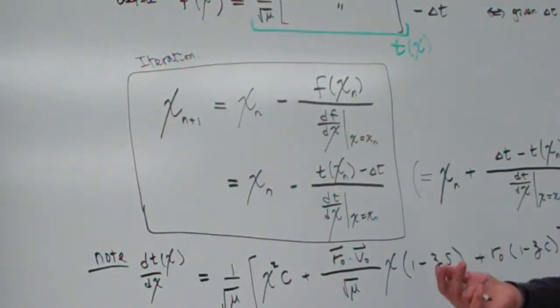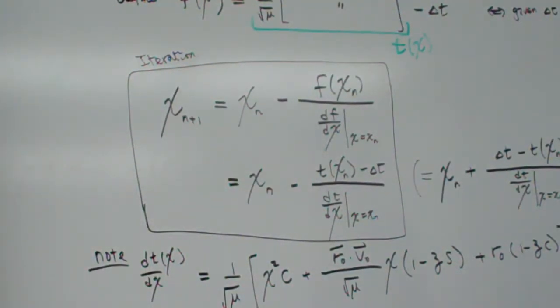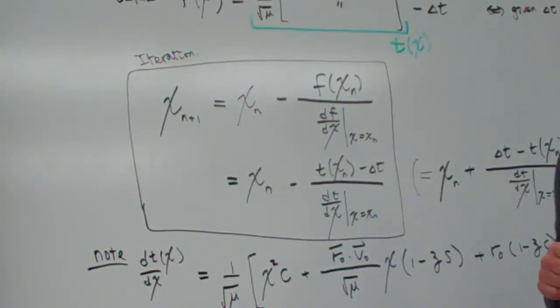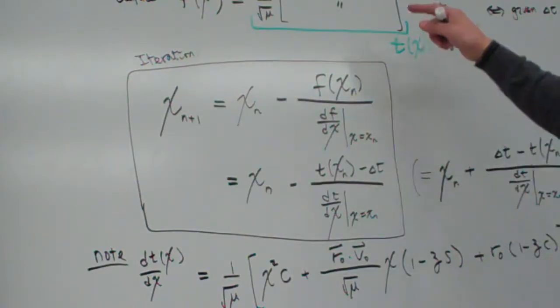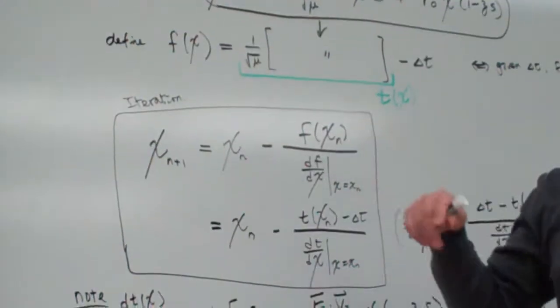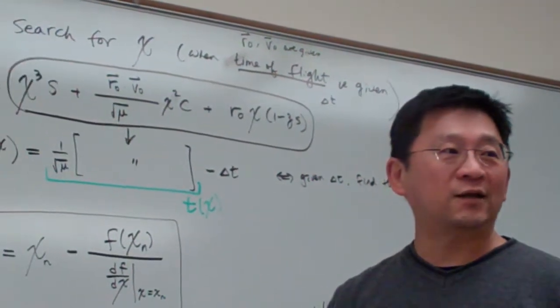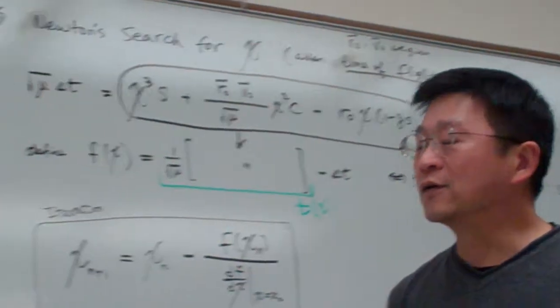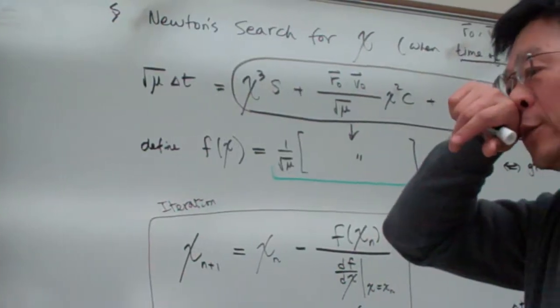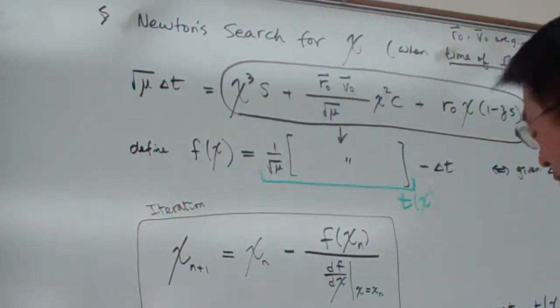Okay, and we need to iterate. The iteration must start with a certain initial guess. Initial guess is the major disadvantage of the Newton search method, because if you make a poor guess, then sometimes you won't get the answers. Okay. And a good initial guess will be a good exercise.